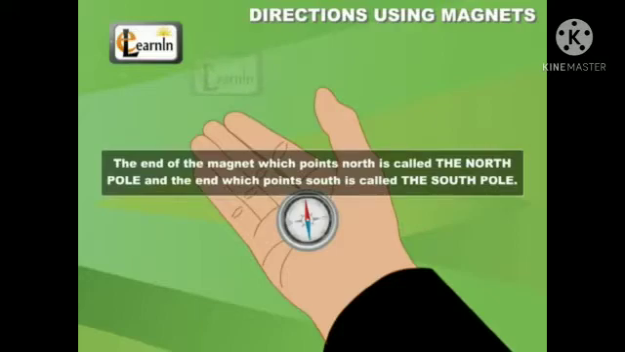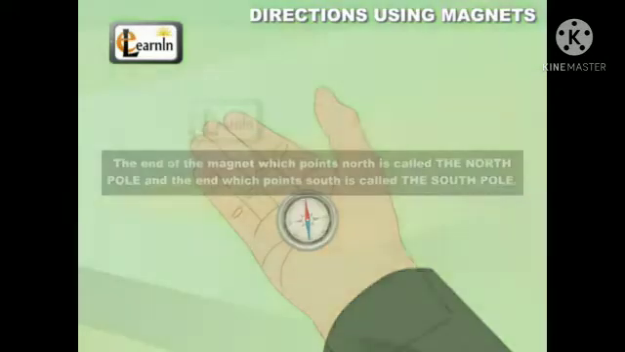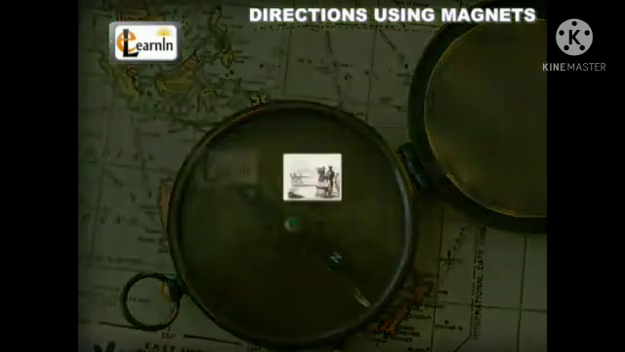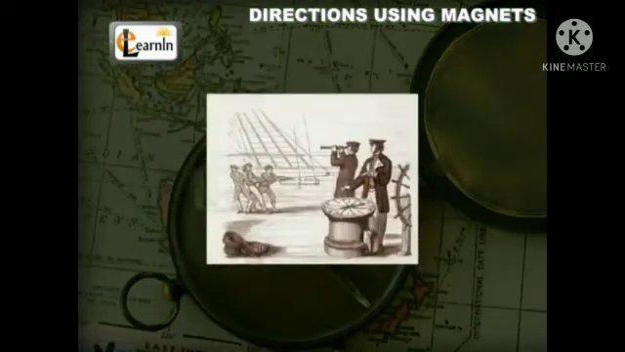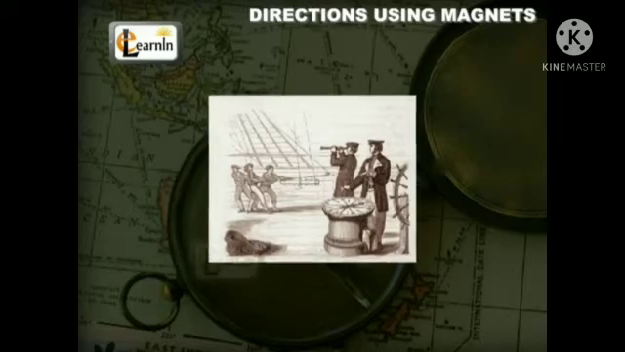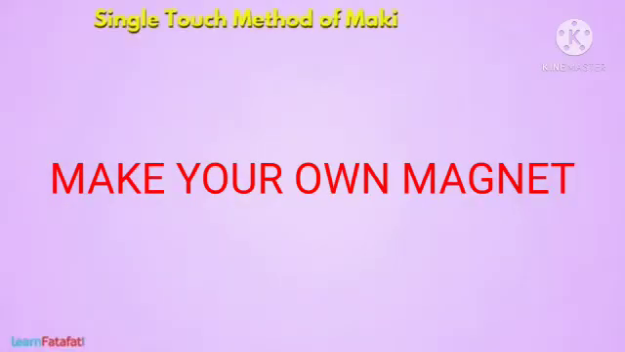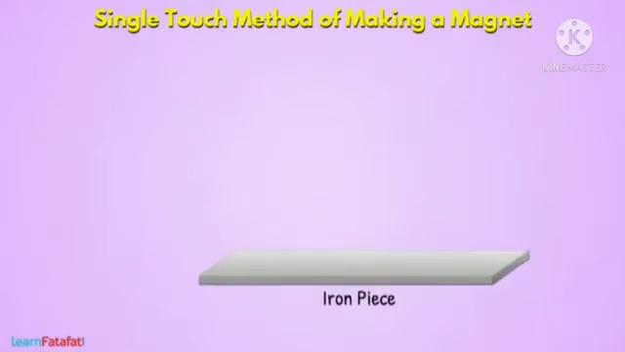Like the same, to find the direction easily, we use the compass, which contains a magnetic needle. Students, we already know the magnetic needle has a south and north pole. So using that, we can find out the direction easily. In olden days and nowadays also, navigators find the directions by using the compass.